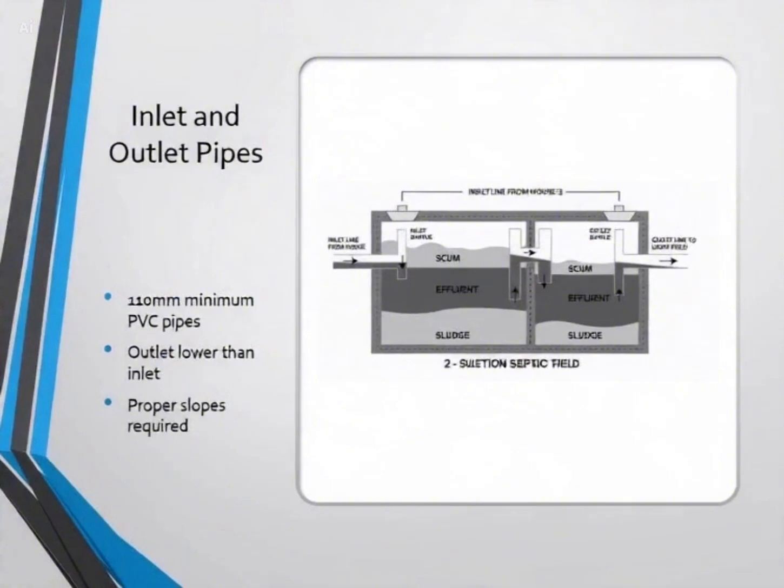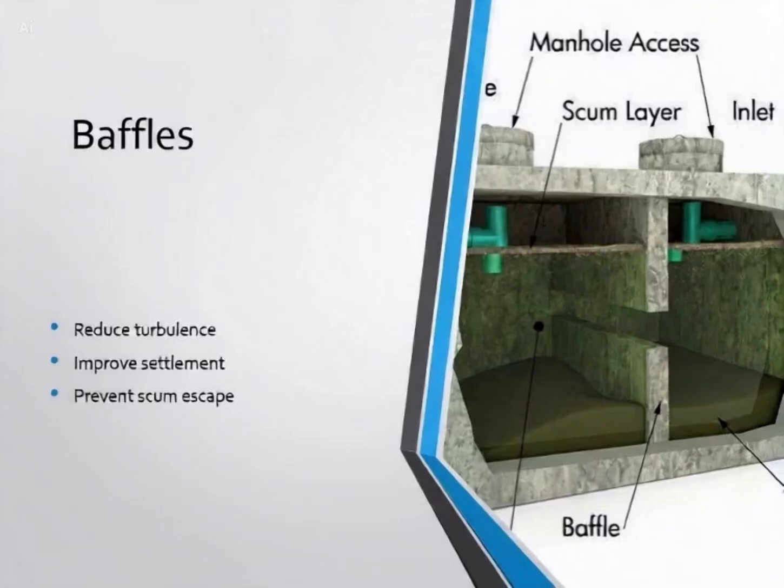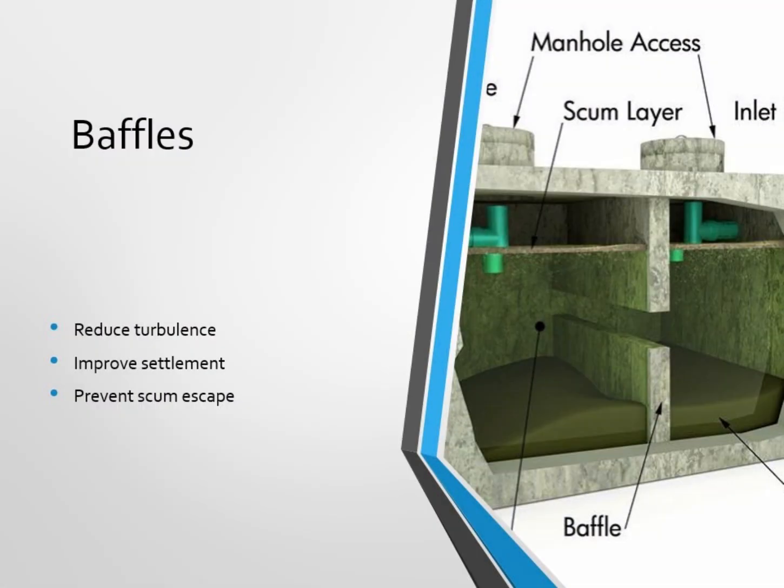Inlet, outlet, and baffles. The inlet pipe carries wastewater into the tank. The outlet pipe discharges treated effluent to the soakaway. It's important to note the outlet invert level must be lower than the inlet. Baffles help to reduce turbulence, improve settlement, and prevent scum escape. PVC pipes are commonly used with a diameter of 110 millimeters. Proper pipe slopes are critical.